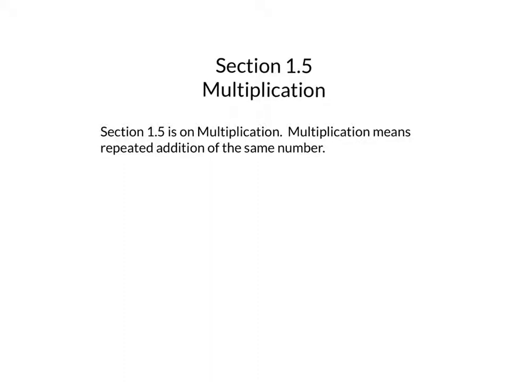Section 1.5 is on multiplication. Multiplication means repeated addition of the same number. So, for instance, if you have 3 times 5, which you know is equal to 15, if you wanted to, you could write that as an addition problem. 3 times 5 means that you have 3, 5 times. And you're adding all those up.